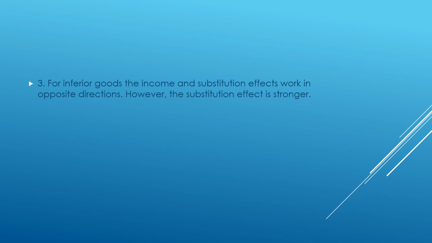However, that's not the case. The substitution effect dominates the income effect, and we actually substitute away from that particular inferior good and we get something else instead. So this is the one exception where the income and substitution effect don't actually move together in the same direction, but when that happens, the substitution effect is the stronger of the two.